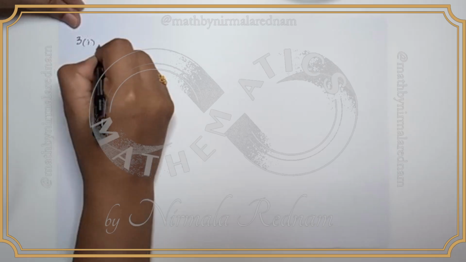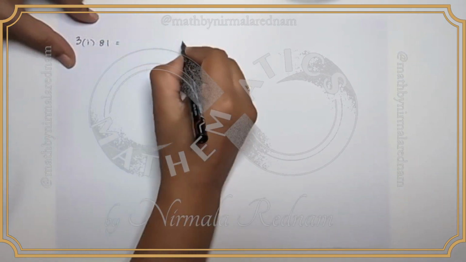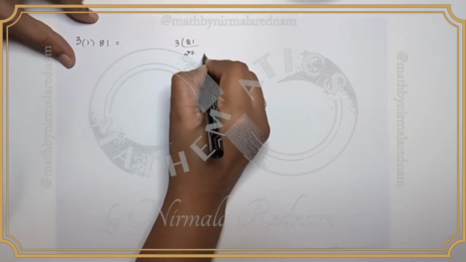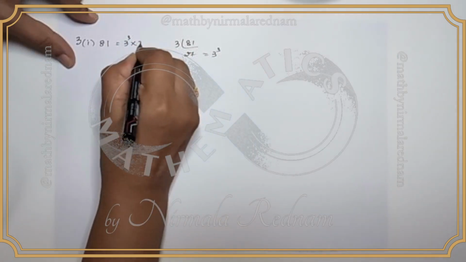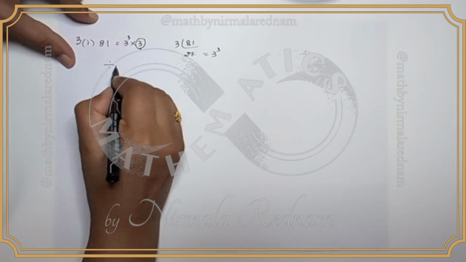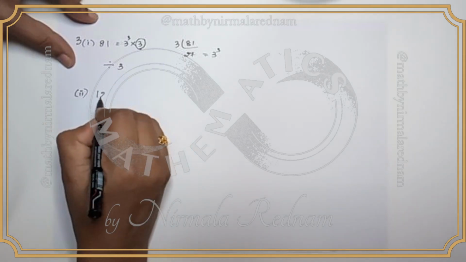The first sum they gave is 81, right? 81, if you do the prime factorization, you're going to get 27, which is 3 cube. So 3 cube into 3 is, and this is the problematic part. So divided by 3 and you will get a perfect cube.